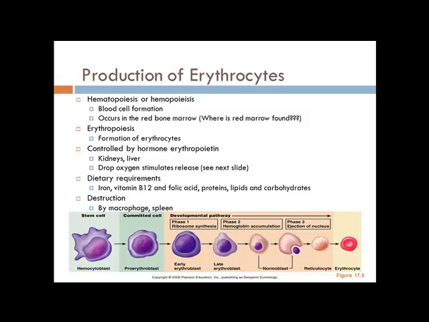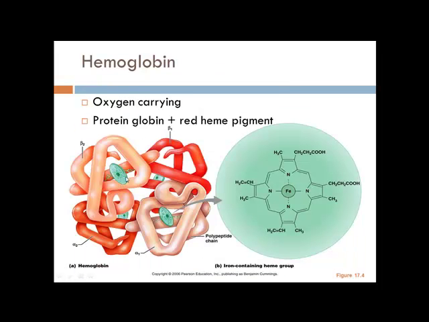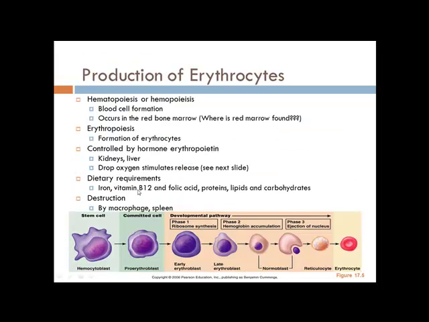In order for red blood cells to be made properly and efficiently, you're going to need the following dietary requirements. You're going to need iron, because of the iron-containing compound. So hemoglobin: heme is iron, and globin is a globular protein. So we have our iron-containing compounds, and it's a globular protein. You're going to need B12 and folic acid to ensure proper cell division. Proteins, lipids, and carbohydrates, just for the pieces and parts of the cells.